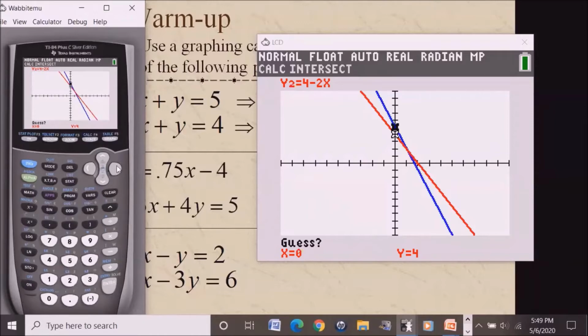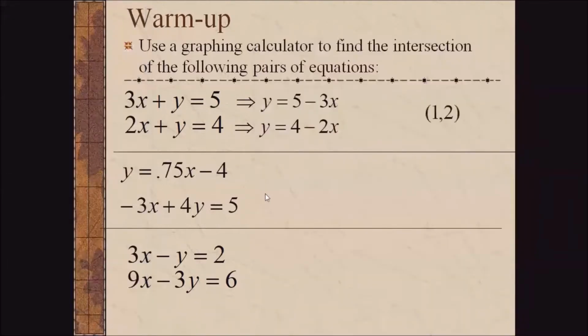Finally, the calculator asks us for a guess. We could either just hit enter right now, or we could move our cursor a little closer to that intersection point. If curves cross in more than one place, then you want the cursor to be closer to the intersection that you're interested in. When we hit enter, the calculator will find that intersection point. And the intersection point does turn out to be coordinates 1, 2. What this means is that the pair x equals 1, y equals 2 is the only pair of xy values that will solve both of those equations at the same time.